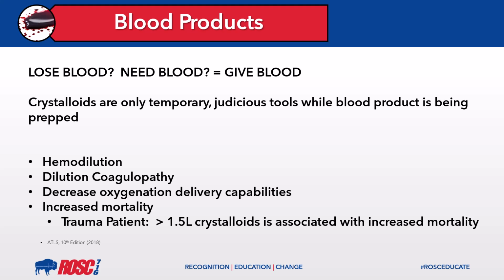Fortunately, this isn't a lecture on blood transfusion or blood administration, so we're going to keep this simple and short. Lose blood, need blood, we give blood to you. Giving crystalloids to replace blood is a very unwise decision. In fact, crystalloids should only be a temporary judicious tool that we use while we wait for the blood coming up from blood bank, because doing otherwise we know causes hemodilution. Hemodilution causes decreased oxygen delivery capabilities due to the anemia, causes dilutional coagulopathy, and it also increases mortality. This is probably best studied in the trauma patient, where the administration of greater than 1.5 liters of crystalloid is associated with increased mortality.